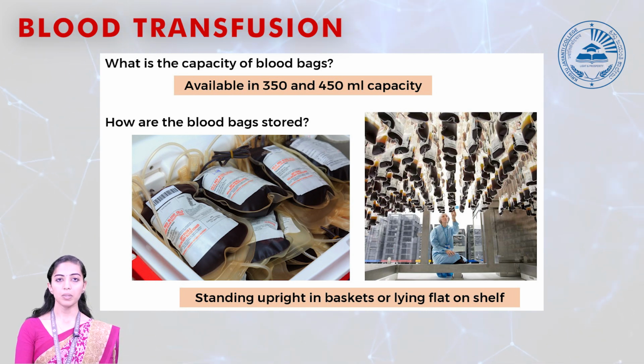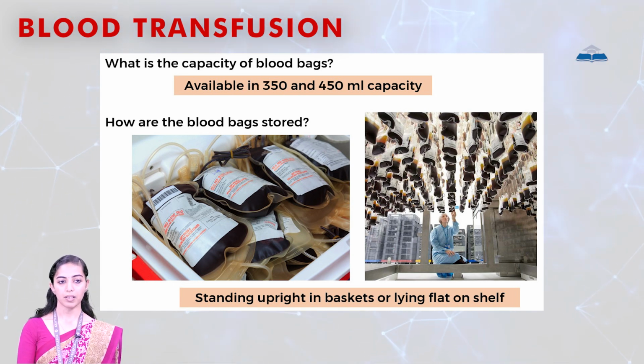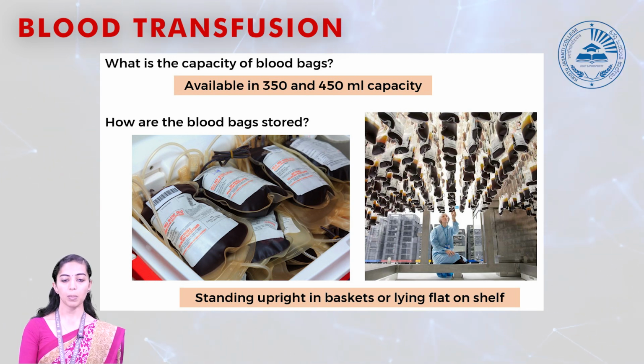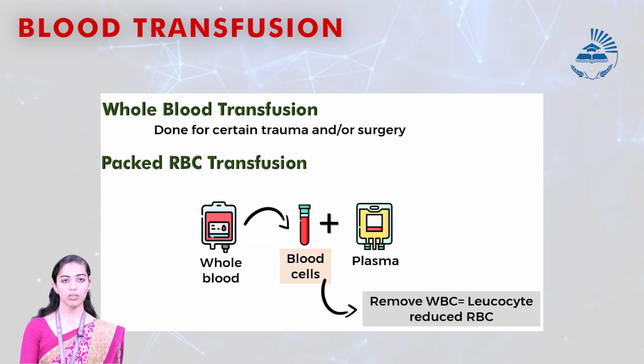Then what is the capacity of a blood bag? It is available in 350 to 450 ml capacities, and it can be stored either in a standing upright position in the basket or lying flat on the shelf. If you have any kind of trauma or surgery, we generally prefer whole blood transfusion.